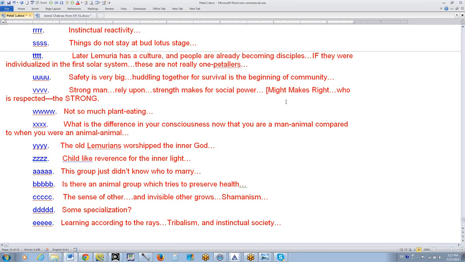The old Lemurians worshipped the inner God. They had, says Blavatsky, a childlike reverence for the inner light.